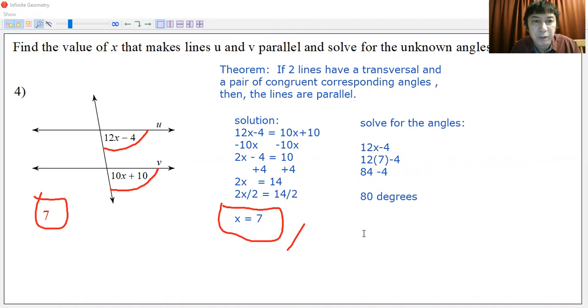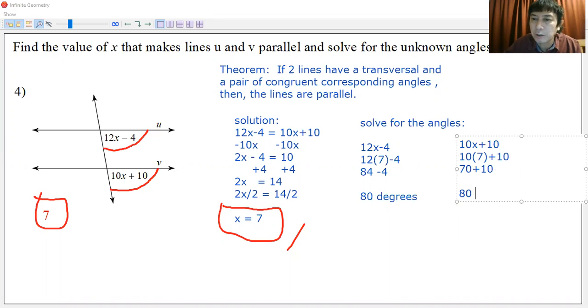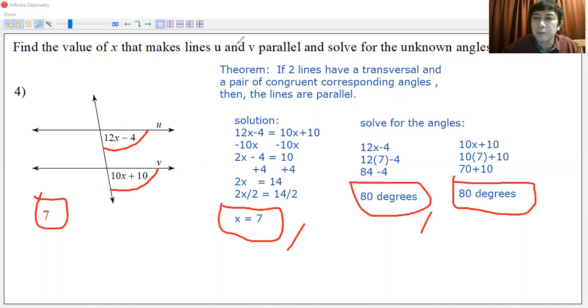Okay. Next, we use the 10x plus 10. 10 times x means 10 times 7 plus 10. And that will be 70 plus 10, meaning another 80 degrees. There. And we are correct. The two angles are both 80 degrees. They're supposed to be congruent so that lines U and V are parallel. Number 5 now. Let's continue with number 5.